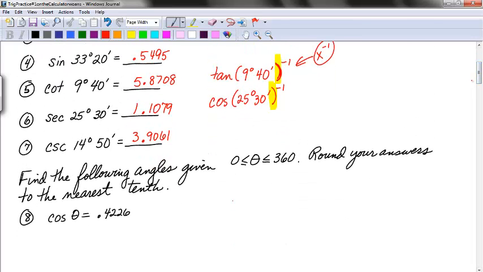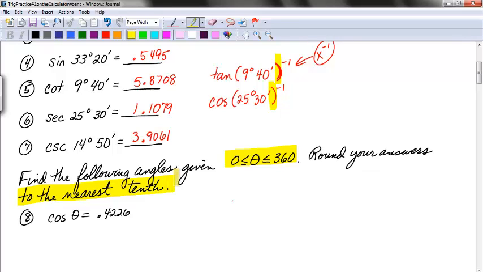Okay, now they give you the value of the function, and they want to know the angle. Notice you've got to look at the directions. You can't ignore this. When you read this, you always want to read it from the middle. Don't start with 0 is less than or equal to theta. The way you read that is theta is greater than or equal to 0 and less than or equal to 360. So you're looking at all 4 quadrants, and they want you to round to the nearest tenth.